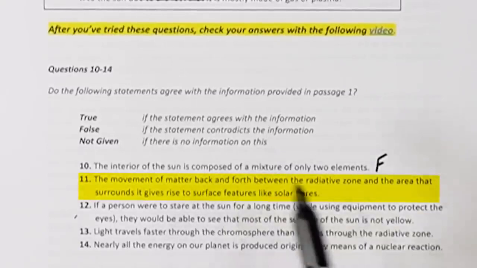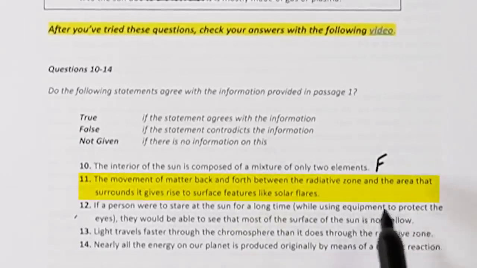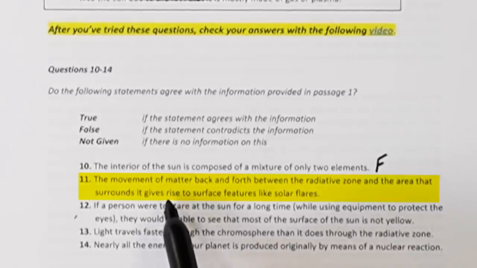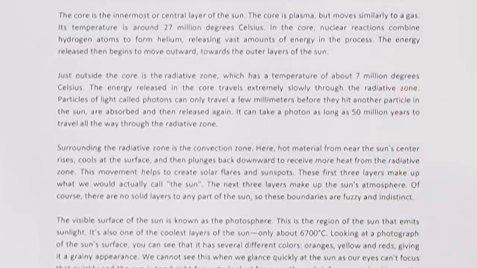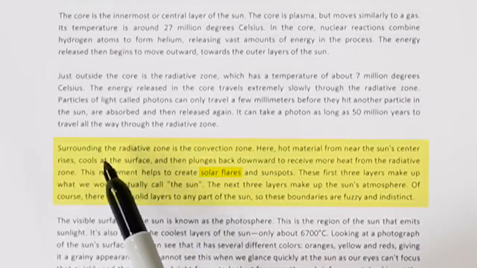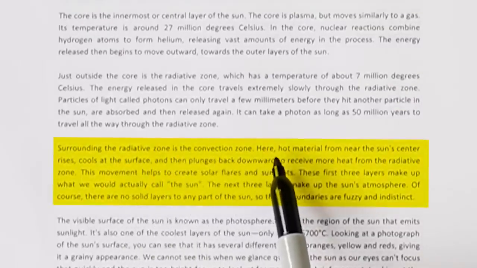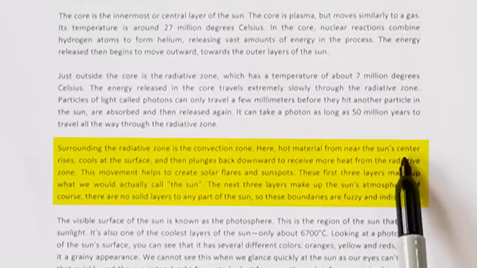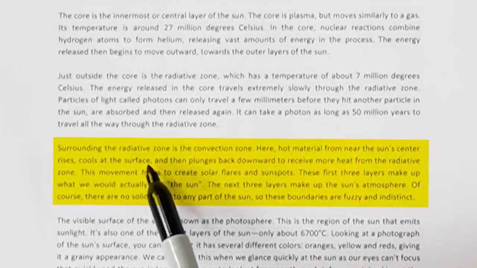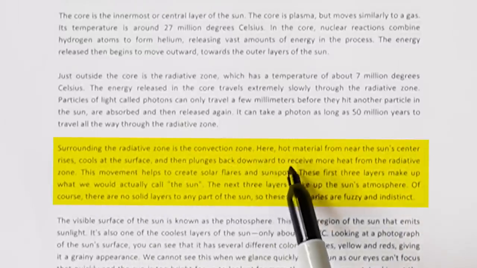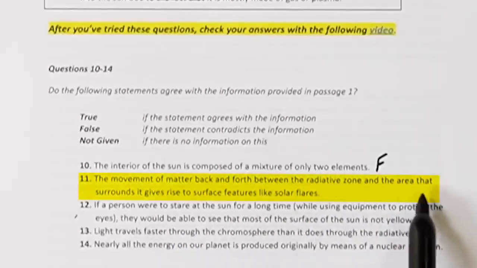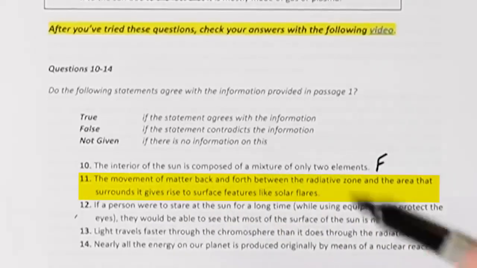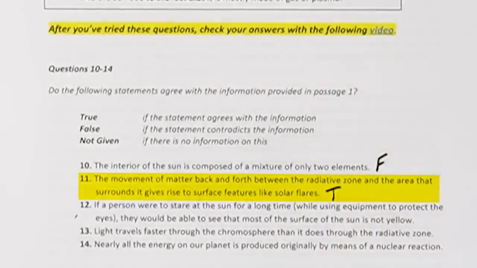The movement of matter back and forth between the radiative zone and the area that surrounds it gives rise to surface features like solar flares. So does it say anything about solar flares in this kind of area? Surrounding the radiative zone is the convection zone. Here, hot material from near the sun's center rises and cools at the surface and then plunges back downward to receive more heat from the radiative zone. This movement helps create solar flares. The movement of matter back and forth in the area that surrounds it gives rise to solar flares. So this is true, right? It says exactly the same thing.